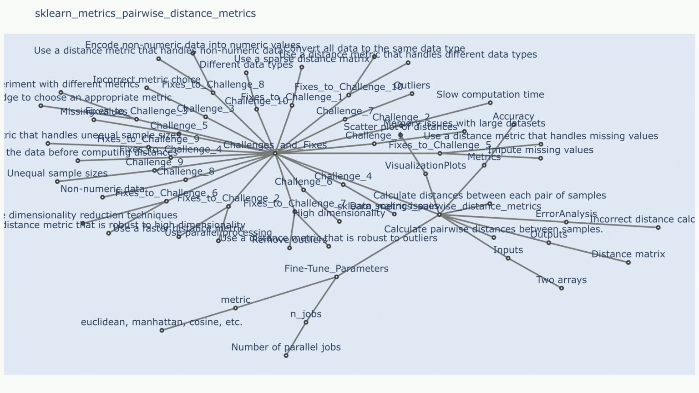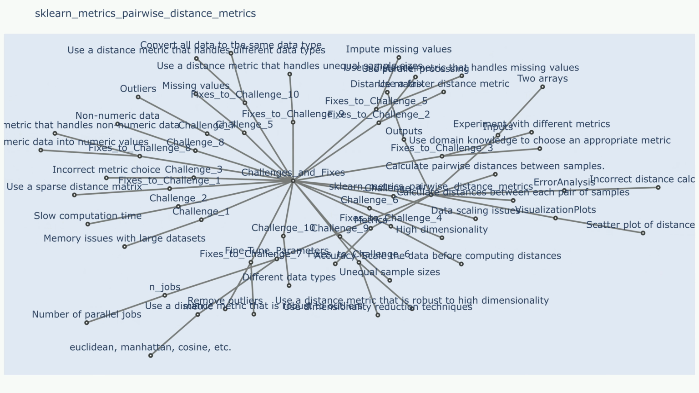Inputs: X, the first input array, representing a set of data points. The shape of X is expected to be n_samples_1, n_features. Y, the second input array, representing another set of data points. The shape of Y is expected to be n_samples_2, n_features. Distance is a distance matrix containing pairwise distances between the points in X and Y. The shape of the matrix is n_samples_1, n_samples_2.